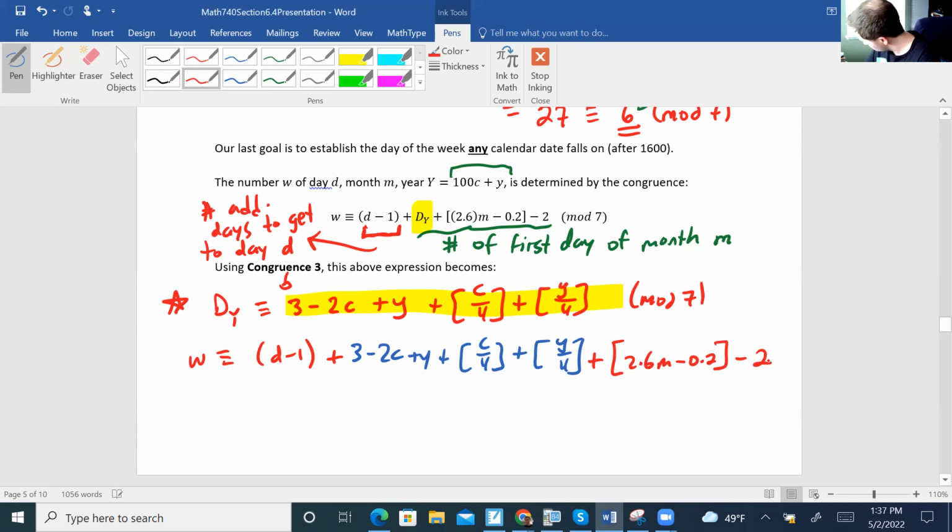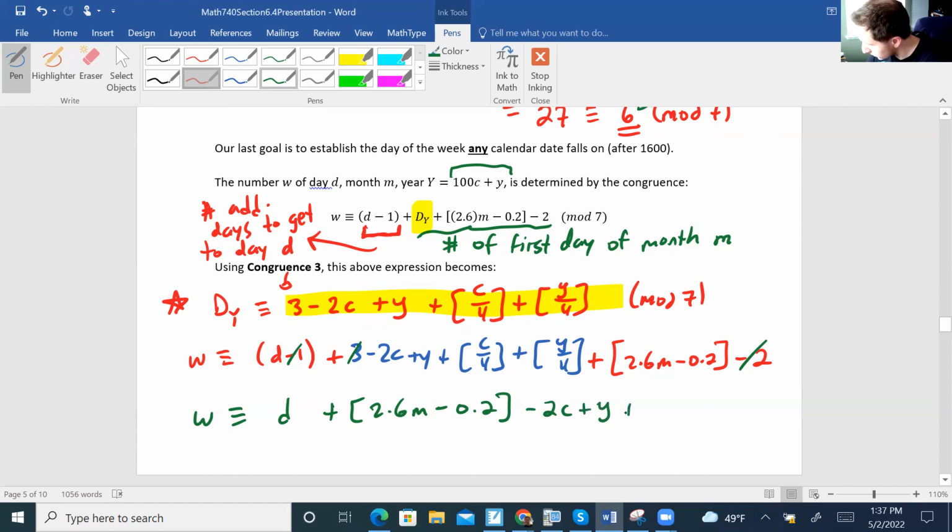Okay. You can see a lot of stuff cancels. I have 3 minus 1 is 2, minus 2 is 0. So that stuff in green cancels out. And so I'm left with W is congruent to D plus the greatest integer of 2.6m minus 0.2, minus 2c plus y. I'm just reordering a couple of these; you can keep them in the order they are if you'd like. And then don't forget the greatest integers on those fractions, c over 4 plus y over 4.